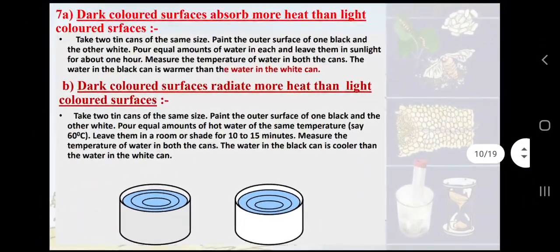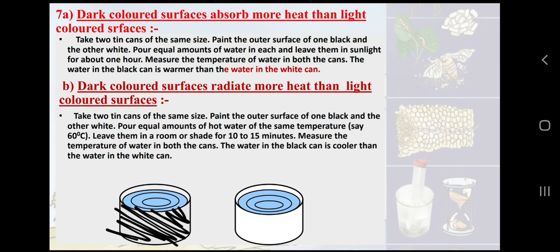Finally, dark colored surfaces absorb more heat than light colored surfaces. You have also experienced this: in summer people prefer light colored clothes as compared to dark colored clothes. And here is another activity: you take two bowls, one white color and one you can color with black, or you can have a black bowl, in sunlight.